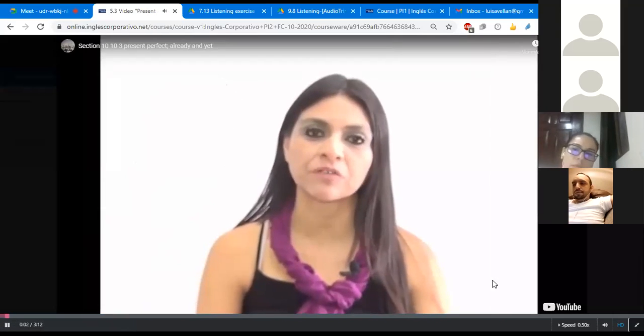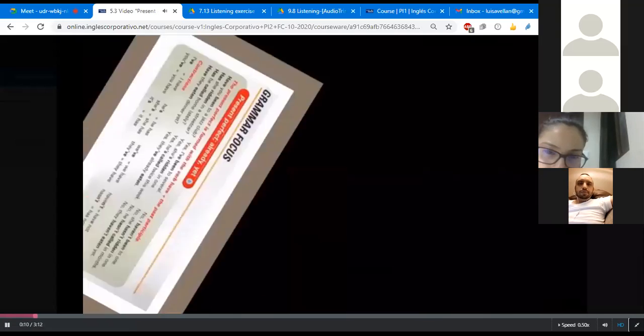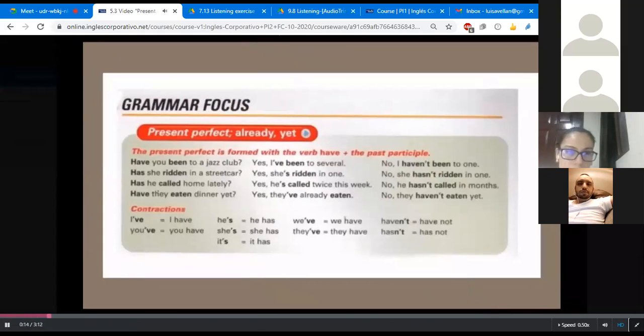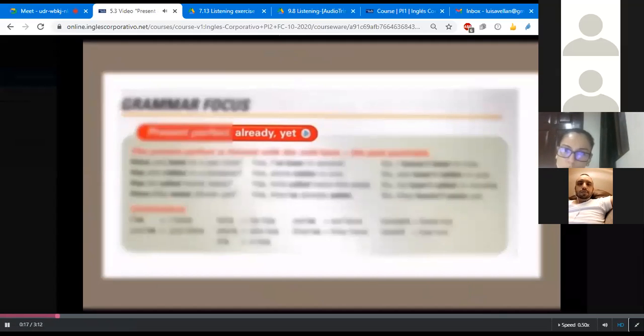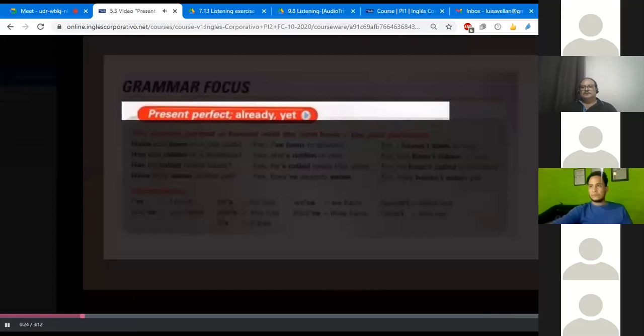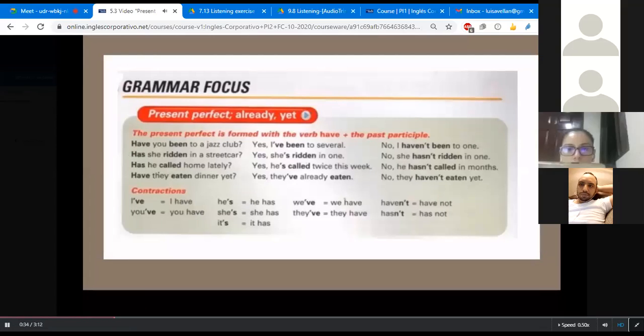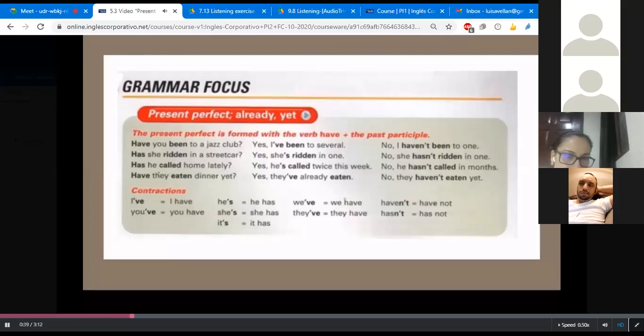Hi, in this lesson we will study present perfect with already and yet. Ask and answer questions in present perfect with irregular and regular past participles. I want you to concentrate on this new tense. Notice how it is formed. Pay close attention to the words already and yet. Present perfect. Already, yet. The present perfect is formed with the verb have plus the past participle. Have you been to a jazz club? Yes, I've been to several. No, I haven't been to one. Has she ridden in a streetcar? Yes, she's ridden in one. No, she hasn't ridden in one. Has he called home lately? Yes, he's called twice this week. No, he hasn't called in months. Have they eaten dinner yet? Yes, they've already eaten. No, they haven't eaten yet.